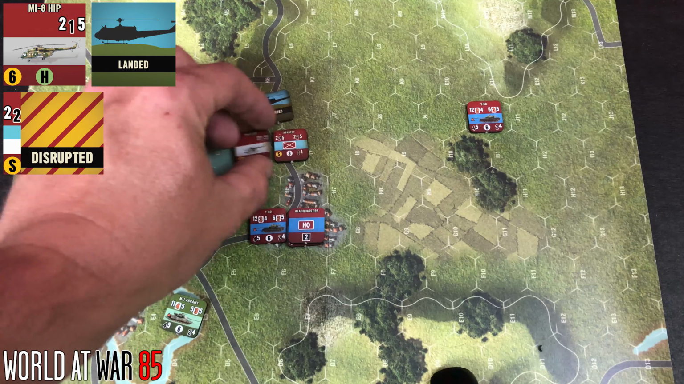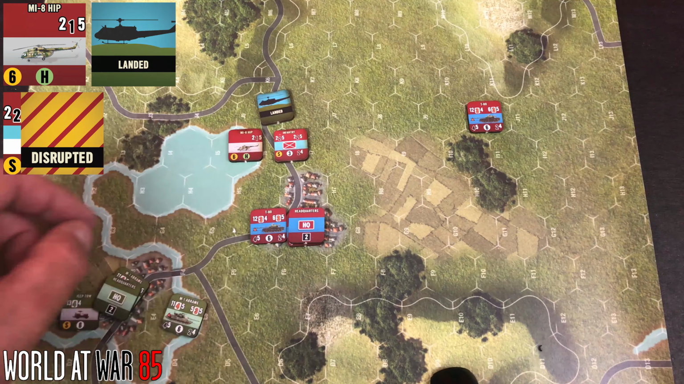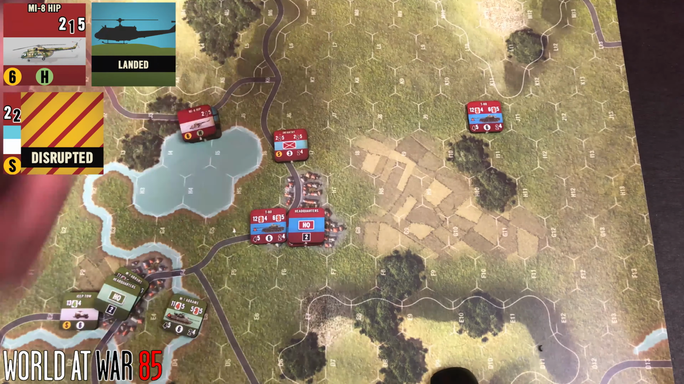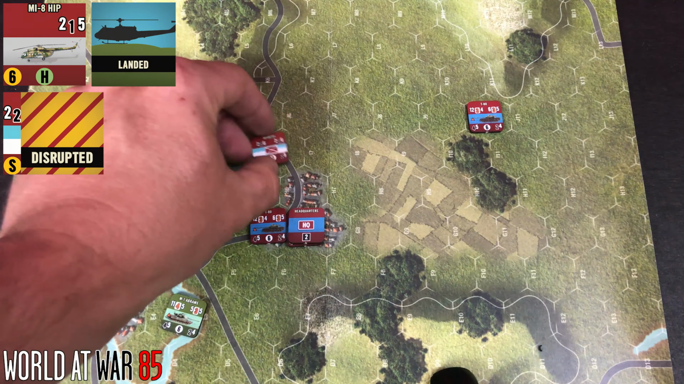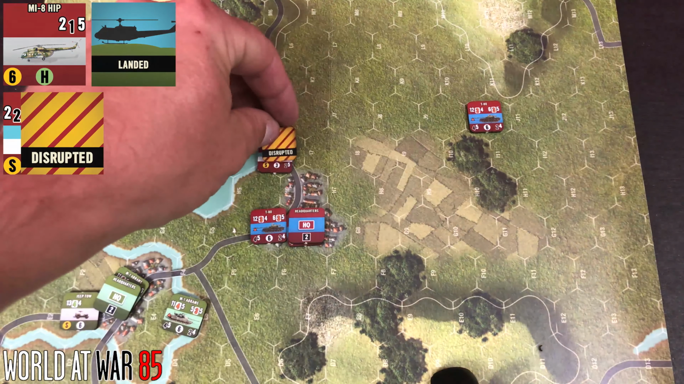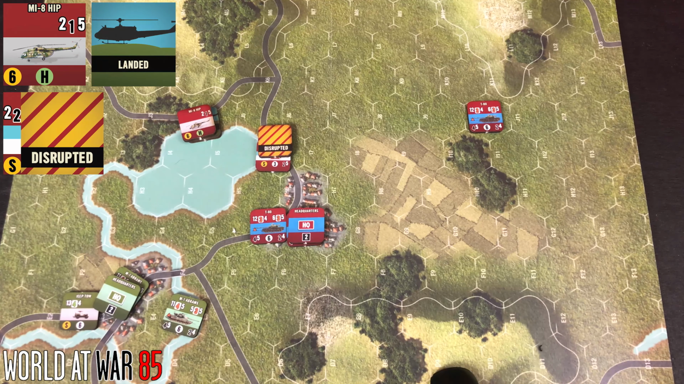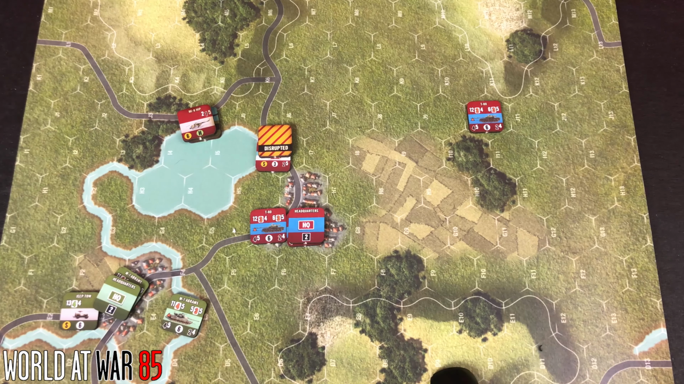So if our helicopter here were landed and it were eliminated and the D6 roll came out in a 1 to 3, these passengers would be reduced and disrupted. On a result of a 4 to 6, the passengers and any HQ or leader with them will obviously be eliminated.